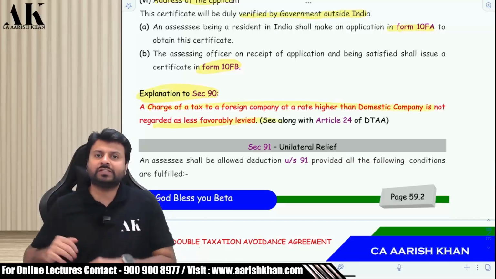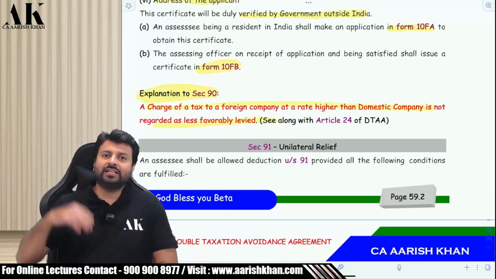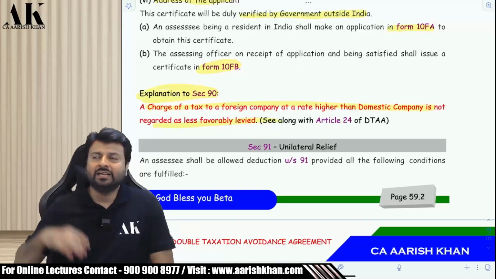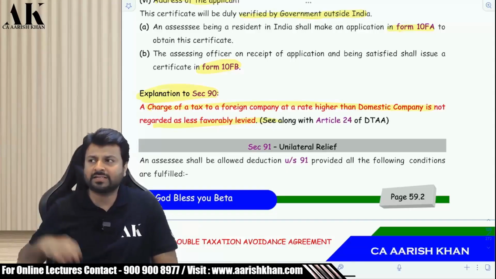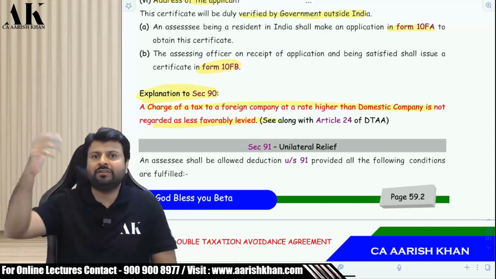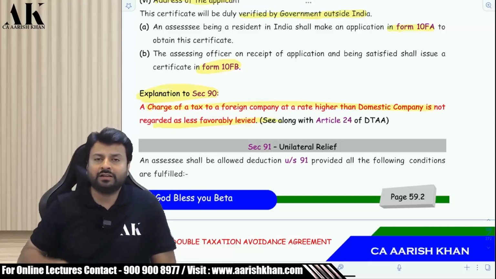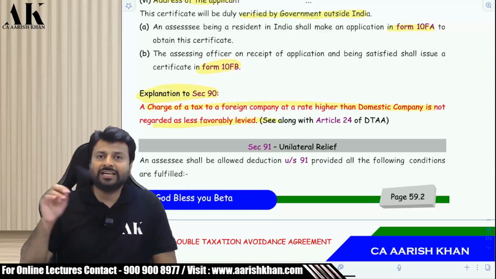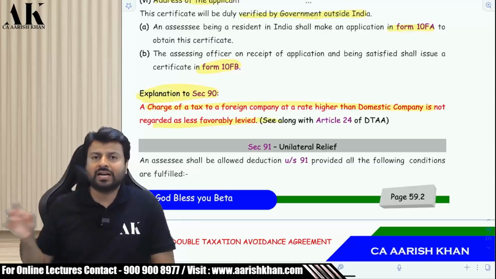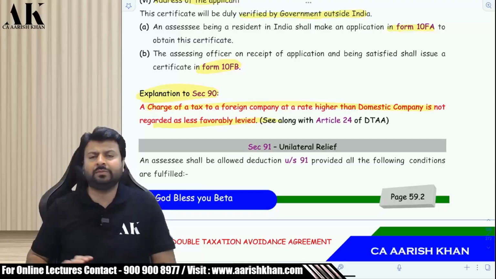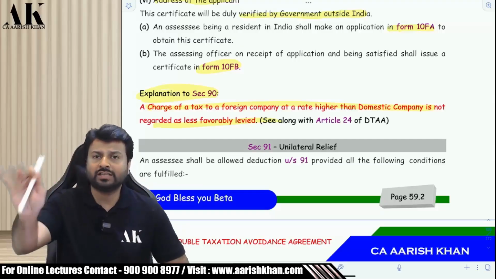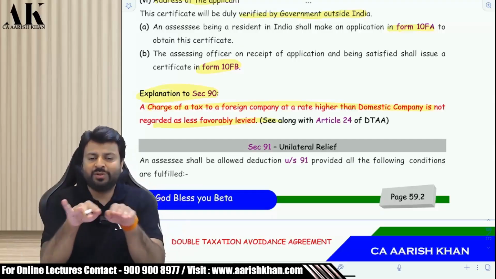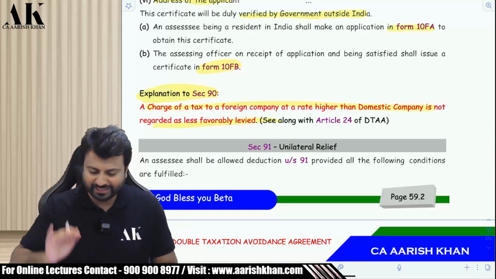So there will be a question which can come in the exam in which the assessee is making an argument in front of the department. You are charging the foreign company at 40% and you are charging the domestic company at 25 and 30%. This is discrimination. Charging a foreign company at 40% and a domestic company at 25 and 30% tax rate is not considered as discrimination in the eyes of the law. It is not considered to be less favorable. It is considered to be equally favorable. Don't worry about it. Check it please.